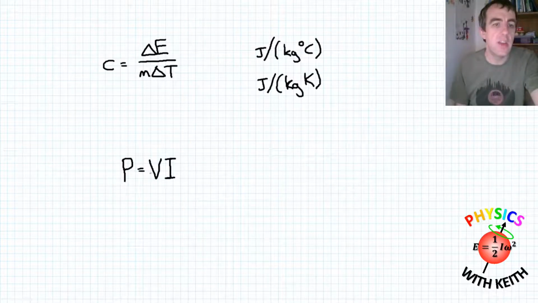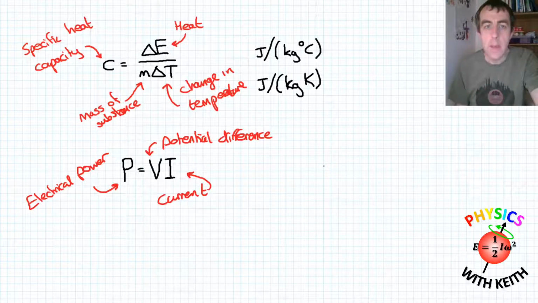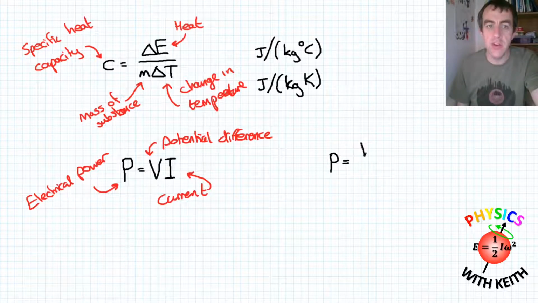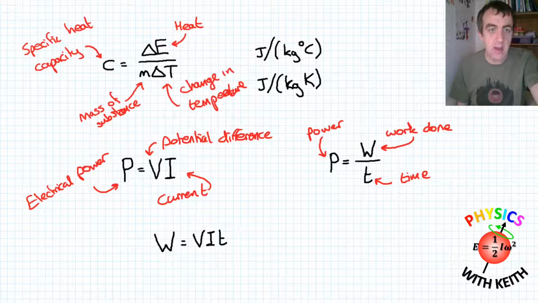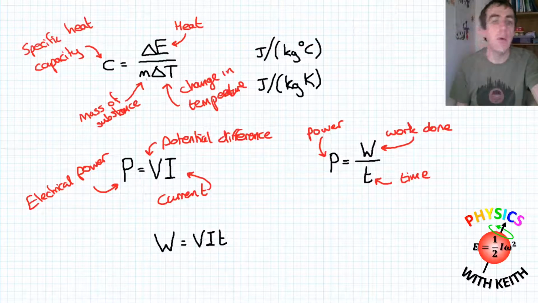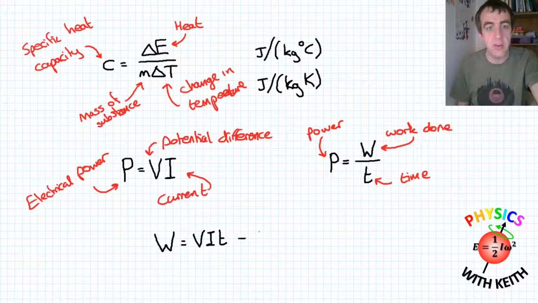Electrical power is equal to the potential difference across the heater multiplied by the current through it. Power is defined as the rate of doing work. In other words, the amount of energy that I transfer divided by how long it takes to transfer that energy. And combining these two equations gives us an equation for the work done by the heater. The potential difference across the heater multiplied by the current through the heater and multiplied by the amount of time the heater has been turned on for, that will be equal to the amount of energy that we've put into that heater. And that amount of energy will be the heat that we've put into the heater.